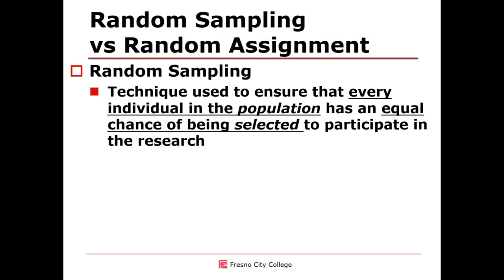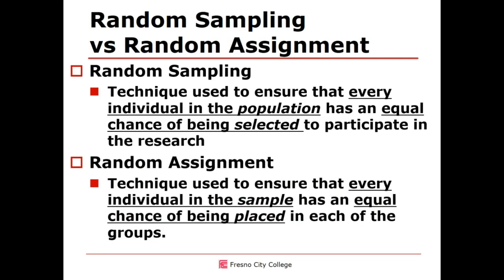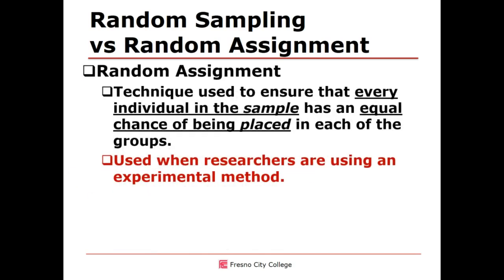If the sample is then going to be divided into groups, then random assignment will be used to divide them up. So random assignment refers to a technique used to ensure that every individual in the sample has an equal chance of being placed in each of the groups. Random assignment is a technique that is applied when researchers are using the experimental method. We'll go over just enough of the experimental method to help you be able to differentiate random sampling from random assignment.